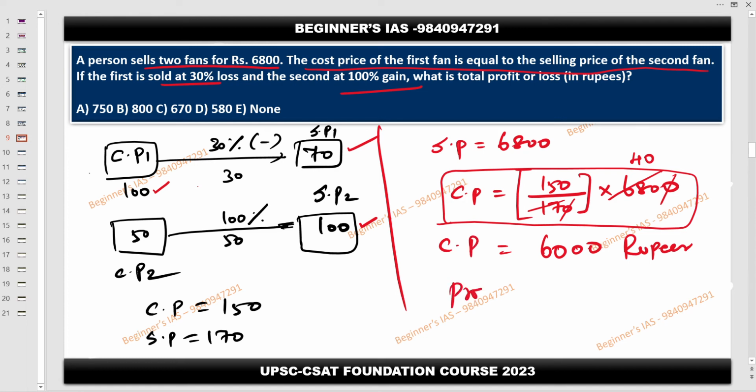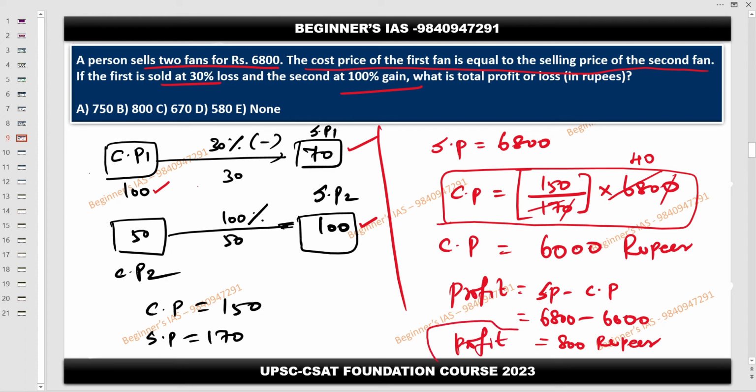The profit is nothing but SP minus CP. SP is nothing but 6800. CP is nothing but 6000. Therefore the profit is nothing but 800 rupees. Anybody having a doubt here? No, sir. If you are having doubt, please clarify. Clear? Yes, sir. Fine.